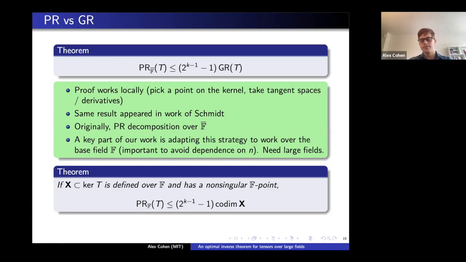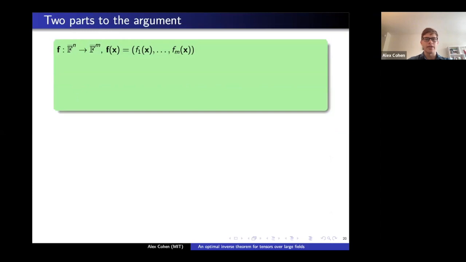There are two parts to our argument, and this is a version of it that we came up with since we wrote and submitted the paper. So this is a little different and a little cleaner than what we wrote in the paper. I can try and actually sketch the proof to you here.